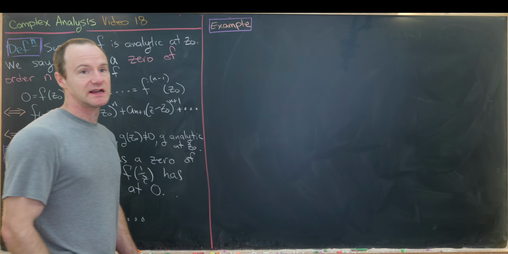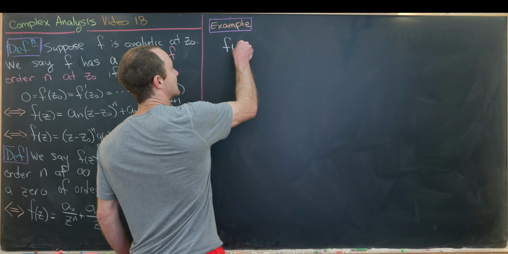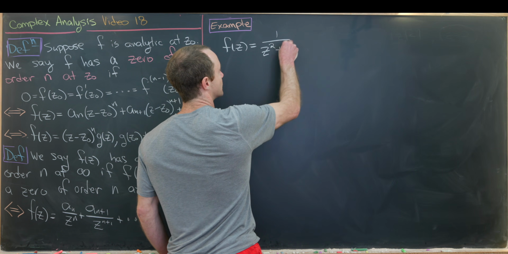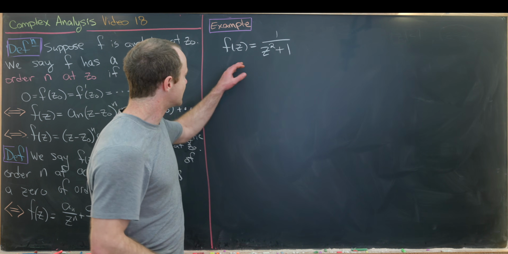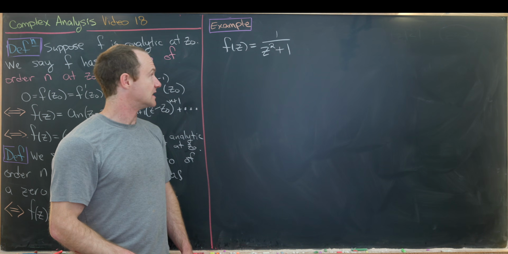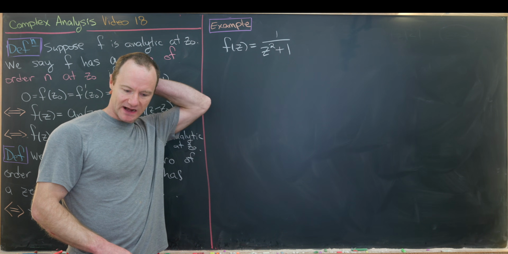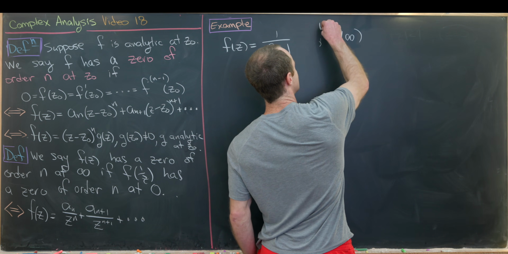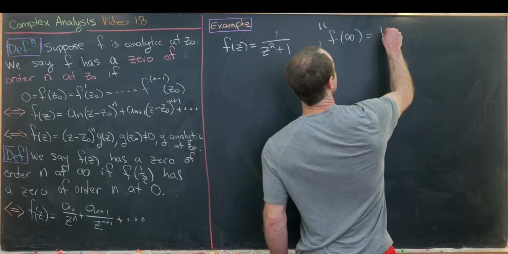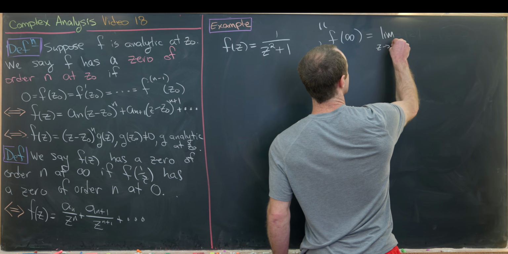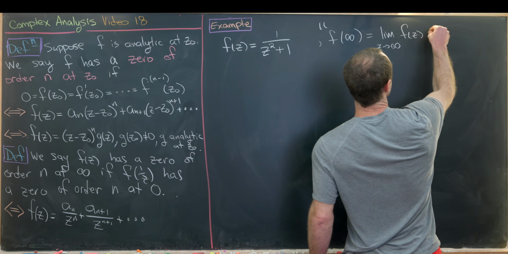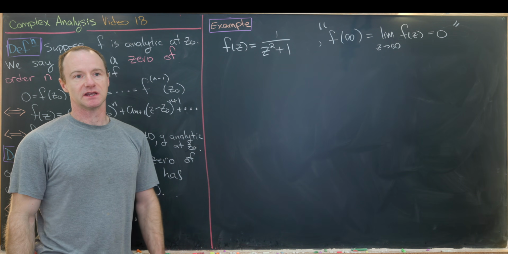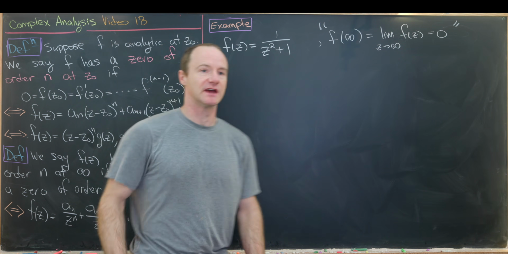Okay, so let's look at an example. We're going to look at the function f of z, which is equal to 1 over z squared plus 1. And let's notice that this has a zero at infinity. We can maybe see intuitively that it has a zero at infinity by noticing that f of infinity, and I'll put this in quotes because this is kind of sketchy, that's the limit as z goes to infinity of f of z, which is equal to 0, just based off of the definition of f of z here. But let's look at it via the careful definition.